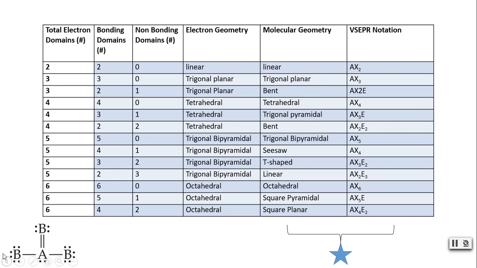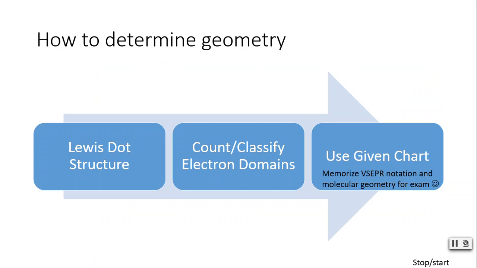So, for example, if I was to look at that AB3 molecule again, we said that its VSEPR notation was AX3E, that we can use that to determine the molecular geometry of that molecule. And we will do that in the next video.